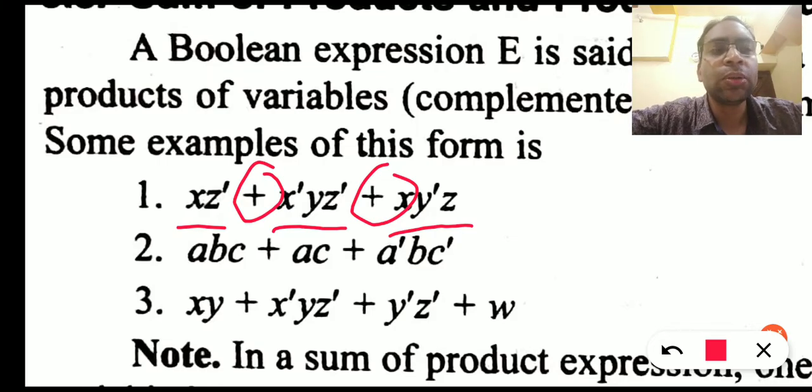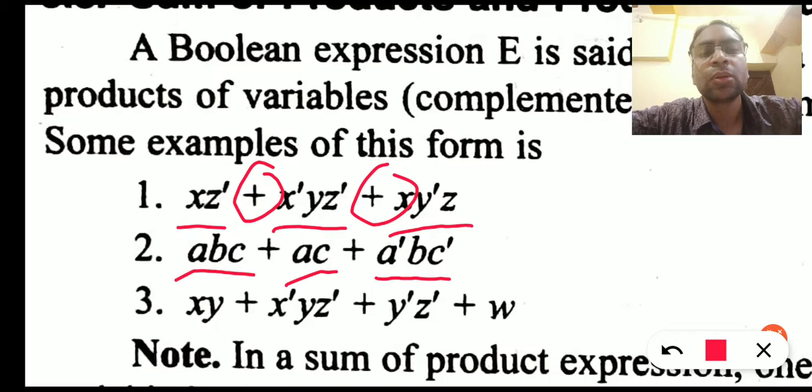Now in the second example we can also see that there are three variables a, b and c: product of a and b, c, product of a and c, product of a dash b, c dash, and all these products have been summed, written in the sum form. So this is the SOP form.